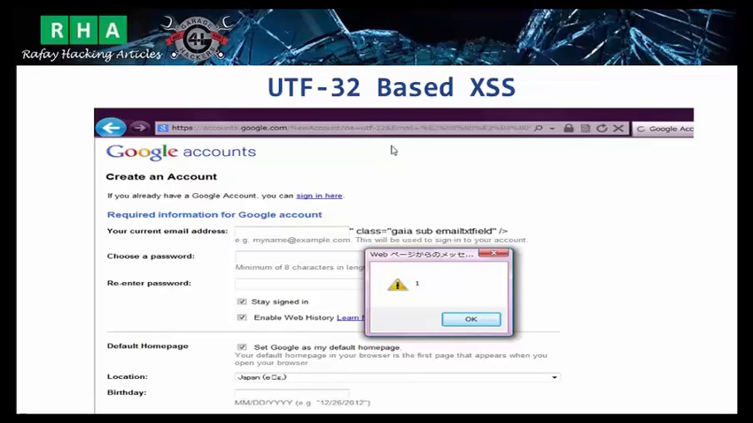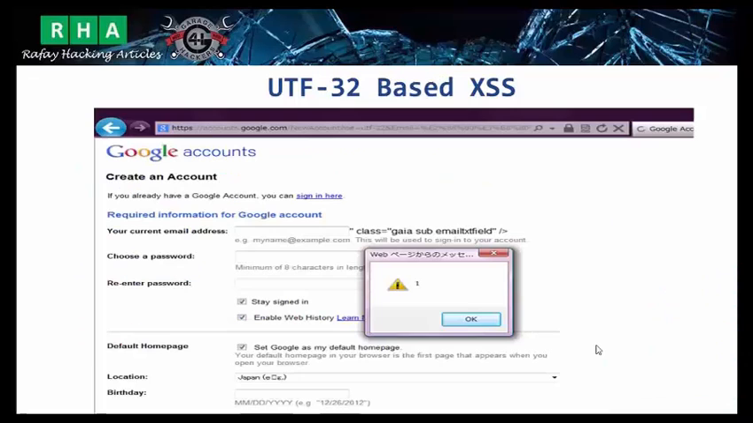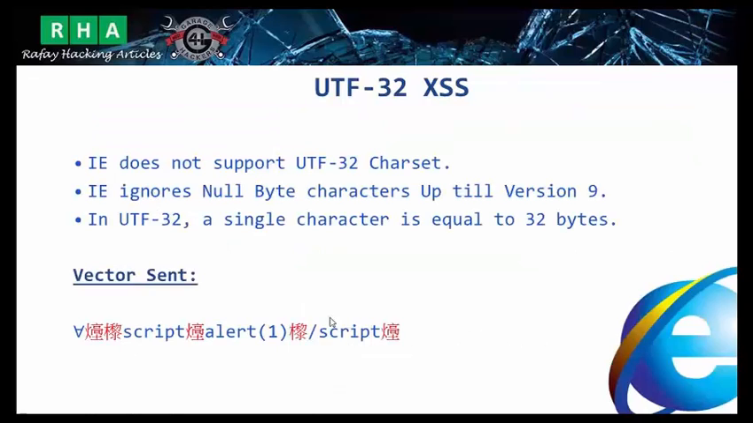right? So he set that charset to UTF-32. Now, since the input was being reflected inside an HTML context, he had to figure out the opening bracket and closing bracket equivalent in UTF-32, right? And of course, this was not an easy job. This is not as easy as it looks, right? Now, this was the vector that was sent by Masato Kinugawa in order to execute JavaScript, and this is completely represented in UTF-32. And Internet Explorer does not support the UTF-32 charset, right?